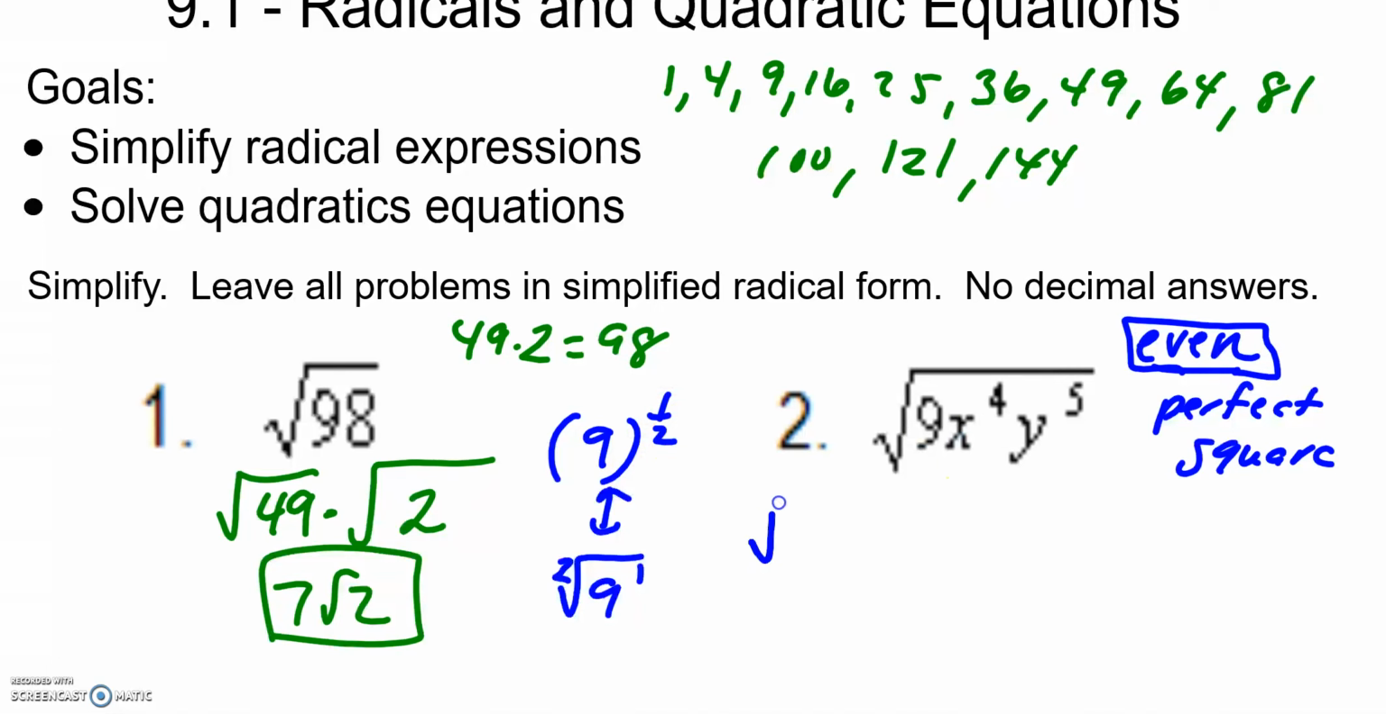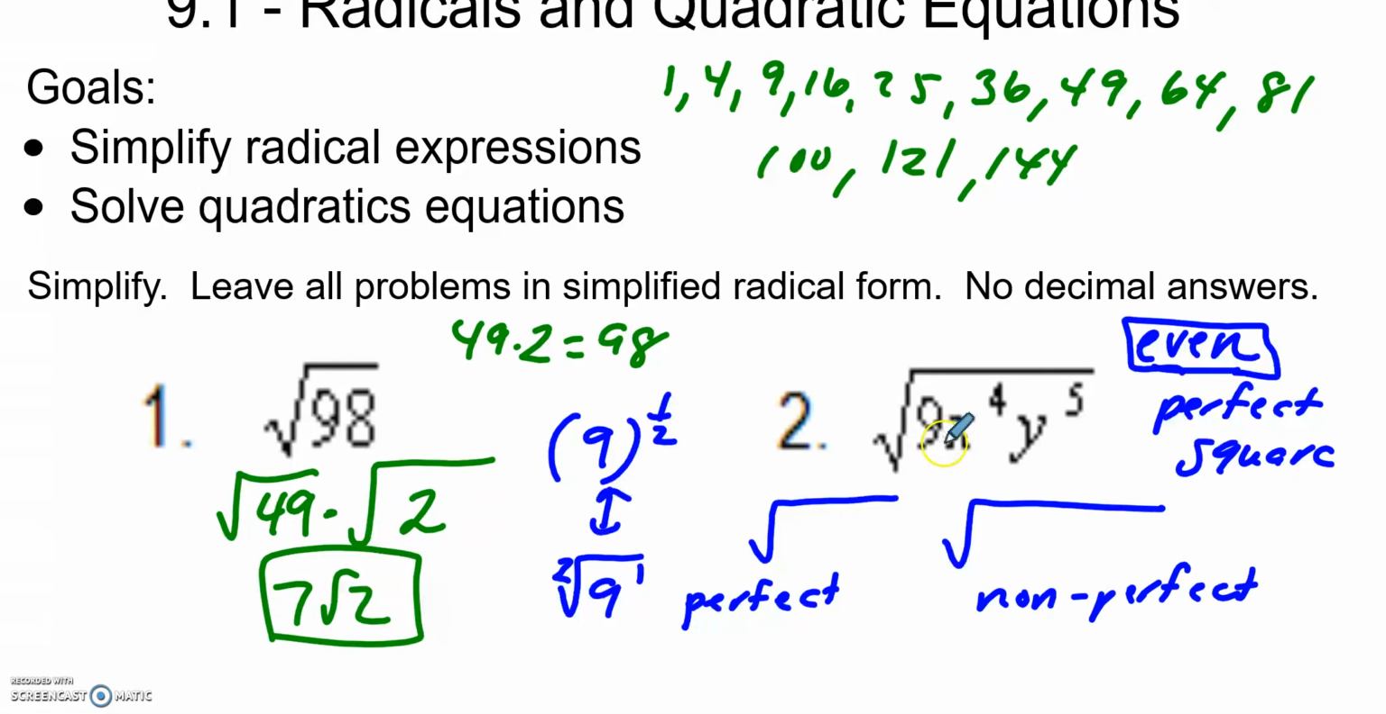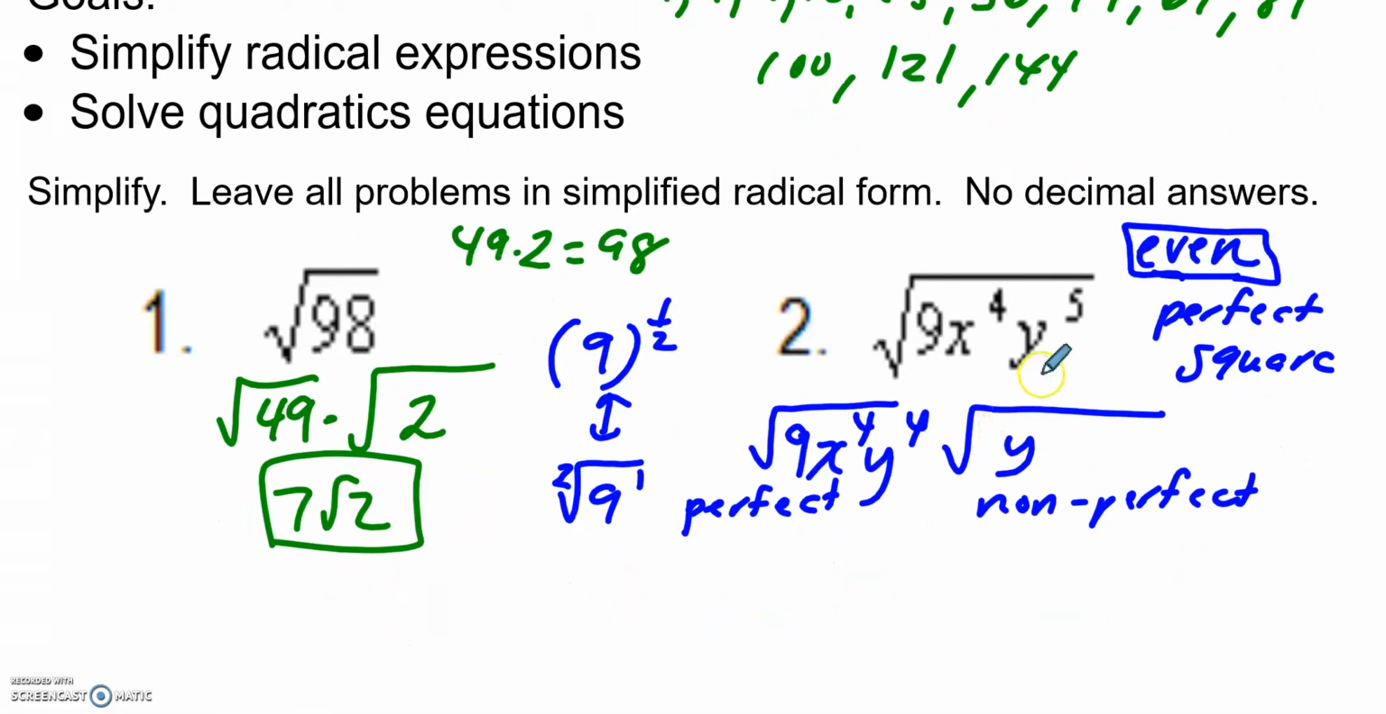So what we're going to do here is make two radicals, and we're going to put all of our perfect squares over here and all of our non-perfect ones, or whatever's left over, in the second one. So because 9 is a perfect square, we would put that in the first pile. X to the 4th is also perfect because there's an even exponent. However, y to the 5th is not perfect, but what we could do is think about what is the closest perfect square to 5. Well, if we put 4 of the y's over here and 1 of them remaining, we could say that this splits up. And this works with exponent rules too, because y to the 4th times y is y to the 5th.